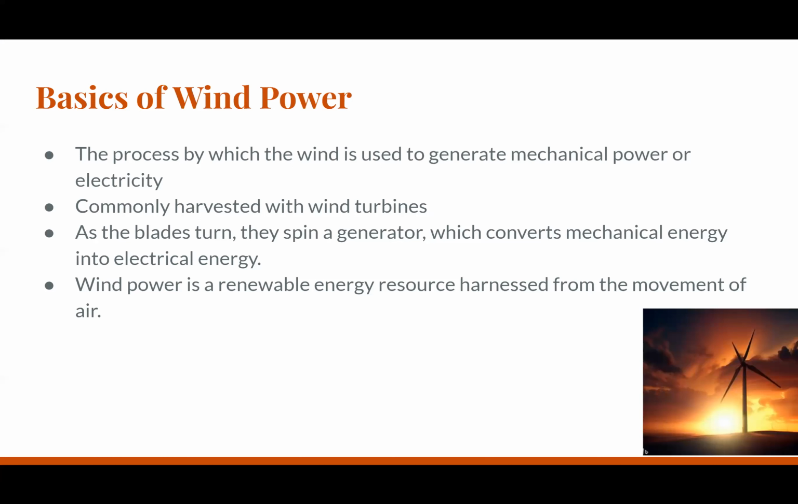The basics of wind power: the process by which the wind is used to generate mechanical power or electricity. This is commonly harvested by wind turbines. When the blades turn, they spin a generator, which then converts mechanical energy into electrical energy. Wind power is a renewable source of energy harnessed from the movement of air.